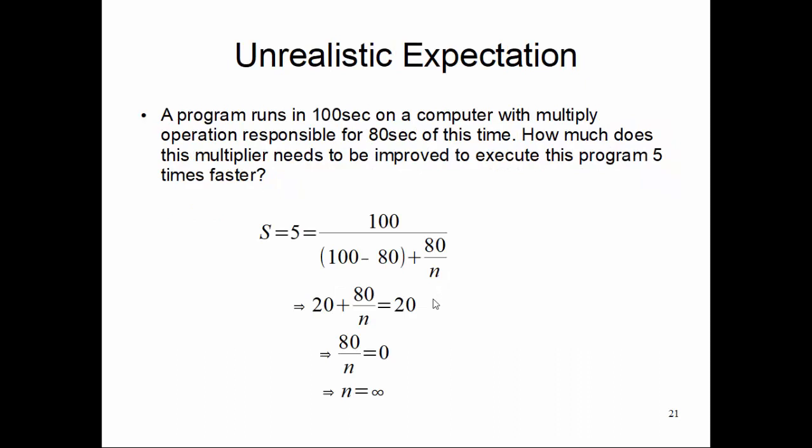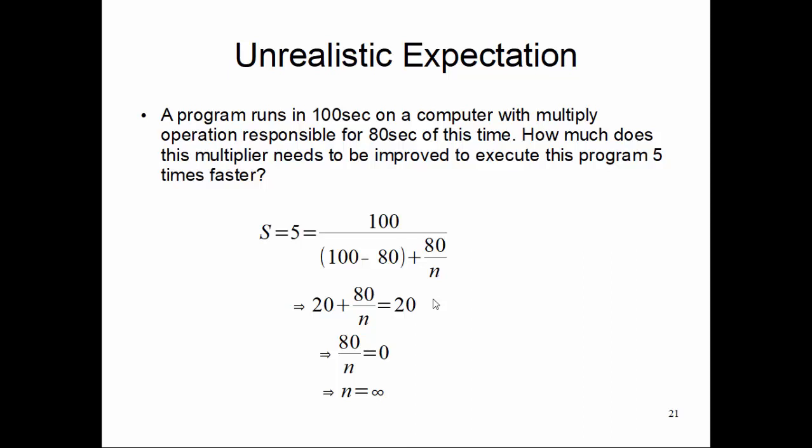Now let's take an example of an unrealistic expectation. Let's say a program runs in 100 seconds on a computer, with the multiply operation responsible for 80 seconds of this time. Our tendency is to improve the multiplication process, right?